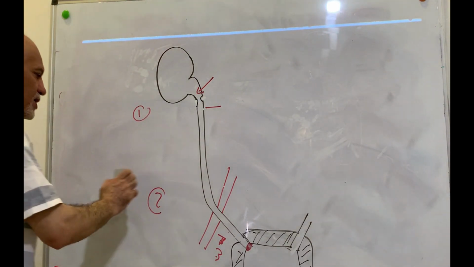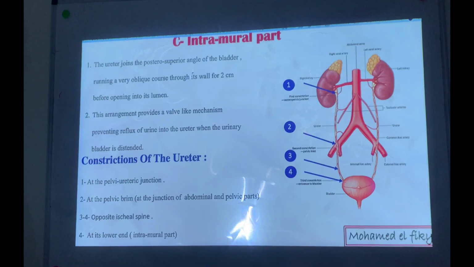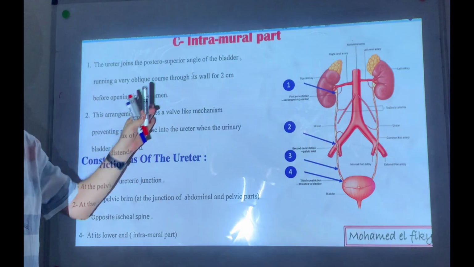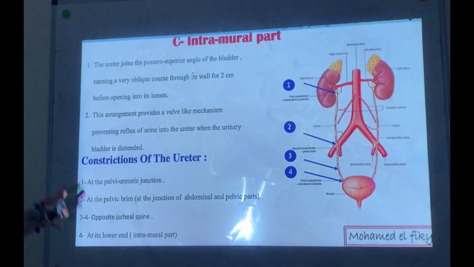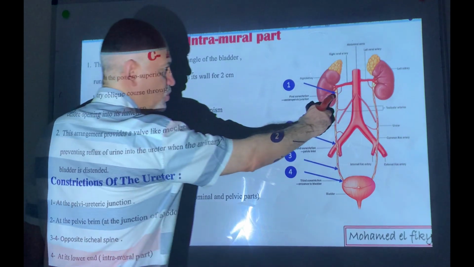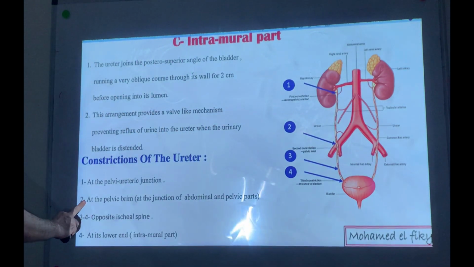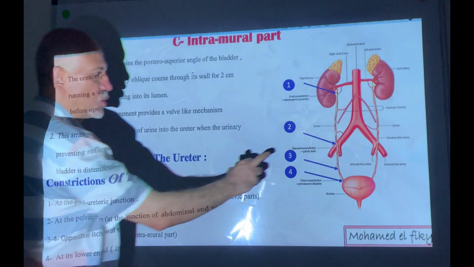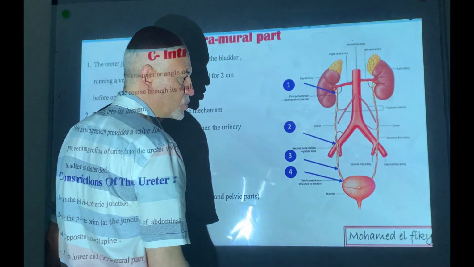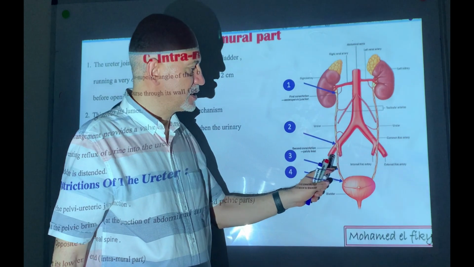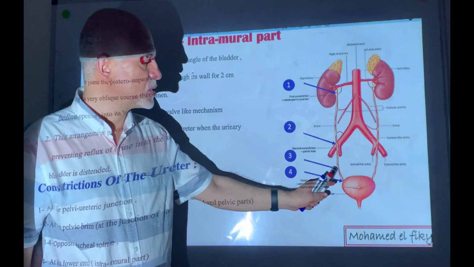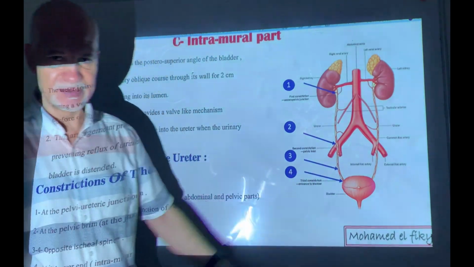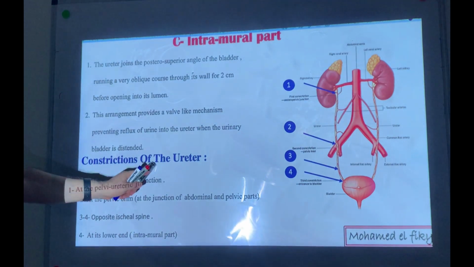Four. This is the intramural part, the lower passage of the ureter inside the wall of the urinary bladder. Constrictions of the ureter: four narrowings. At the pelviureteric junction at the beginning; at the pelvic brim, where the ureter crosses the common iliac into external and internal iliac; the third opposite the ischial spine; and the fourth at the end, the termination. These are the normal constrictions of the ureter.